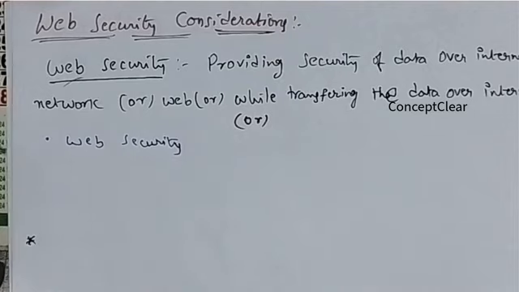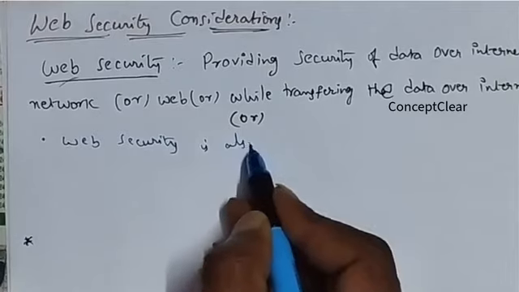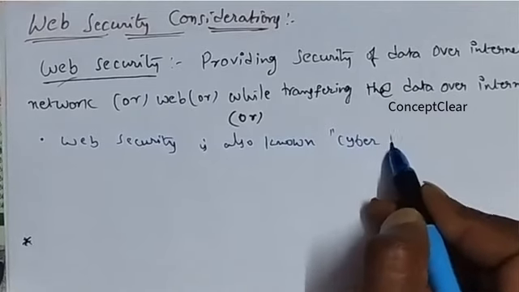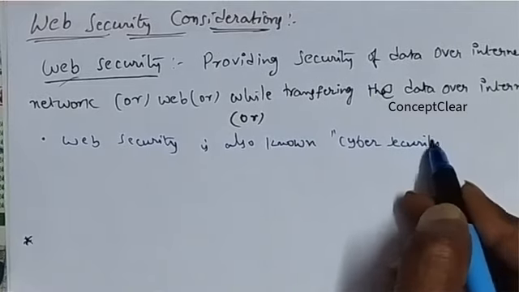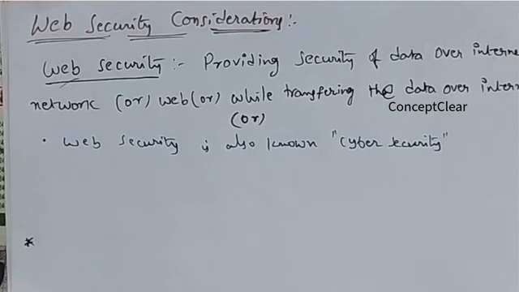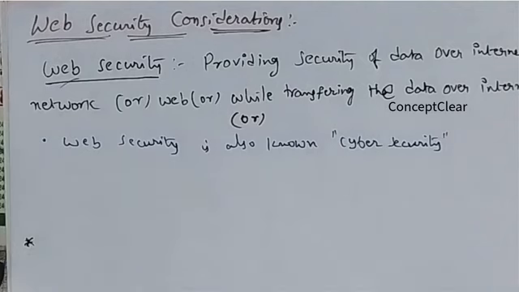We have one more definition. Web security is also known as cyber security. It is basically protecting a website or web applications by detecting, preventing, and responding to cyber threats. Protecting a website or web applications by detecting, preventing, and responding to cyber threats is called cyber security.